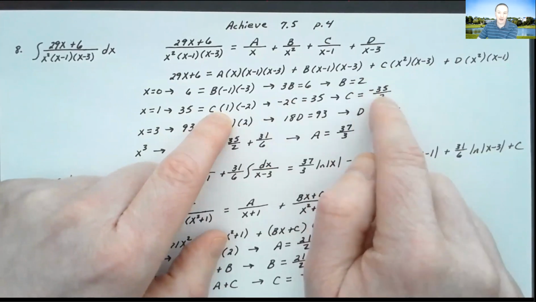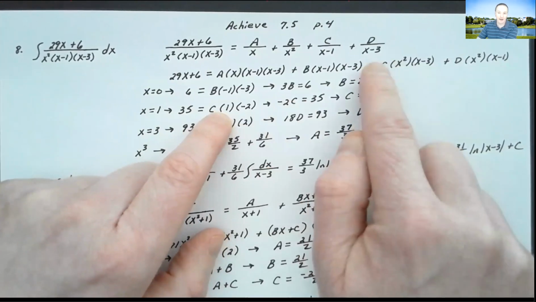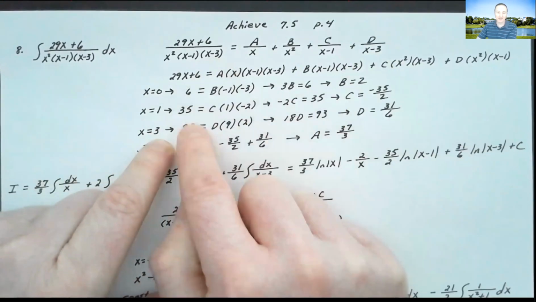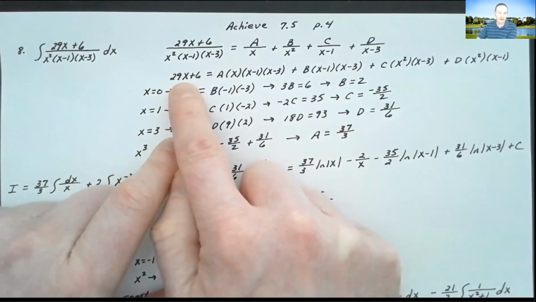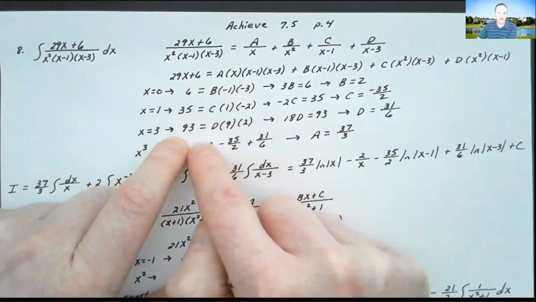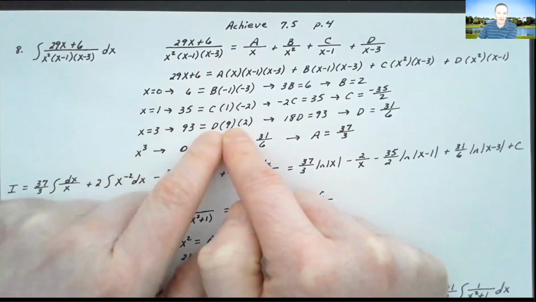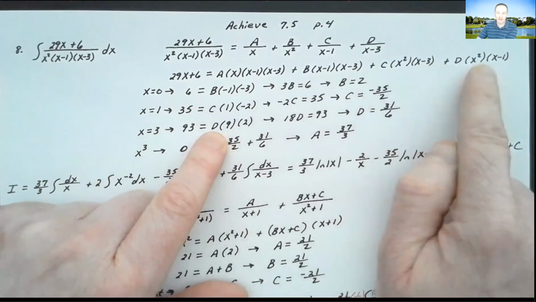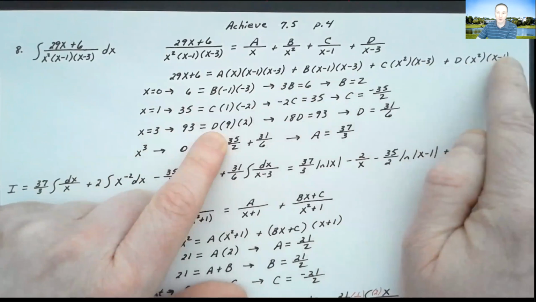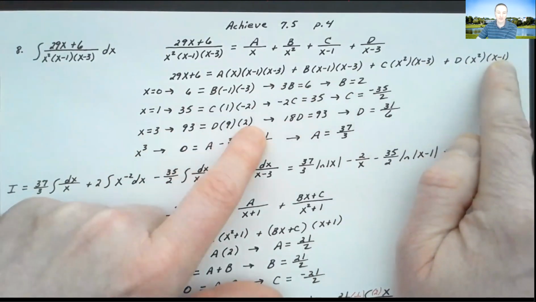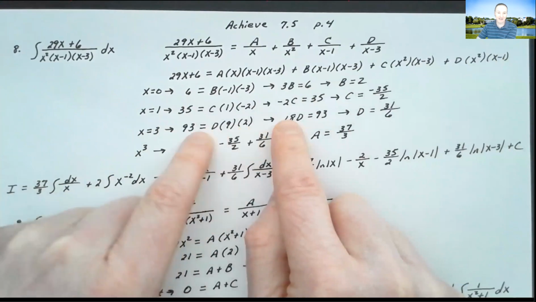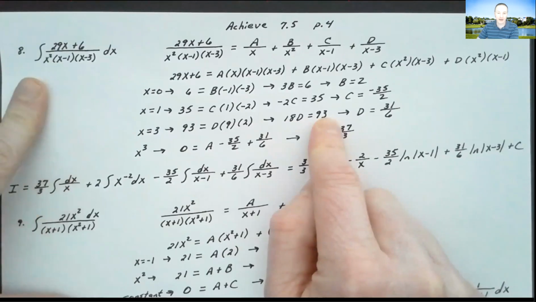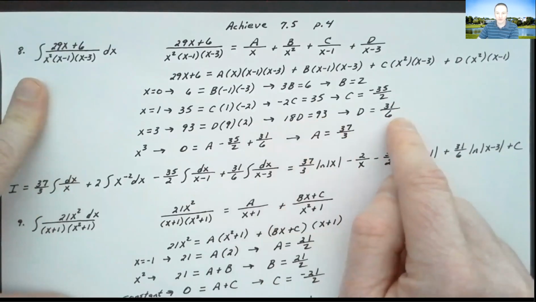Now I have my answer for B and for C. I can also get my answer for D if I set x equal to 3. Setting x equal to 3 on the left-hand side, 29 times 3 is 87 plus 6 is 93. On the right, A would be multiplied by 0, B is multiplied by 0, C is multiplied by 0. D is going to be multiplied by 3 squared times 3 minus 1. That's 9 times 2. So I get 18D is equal to 93. D would equal 93 over 18. I reduced that down by a factor of 3 to give me 31 over 6.